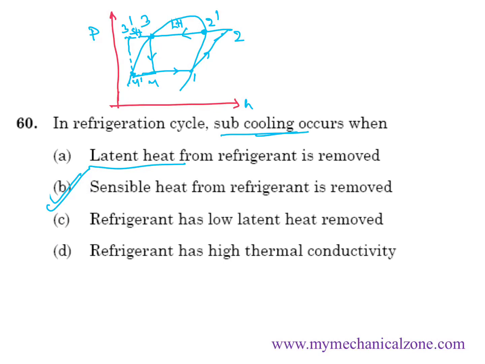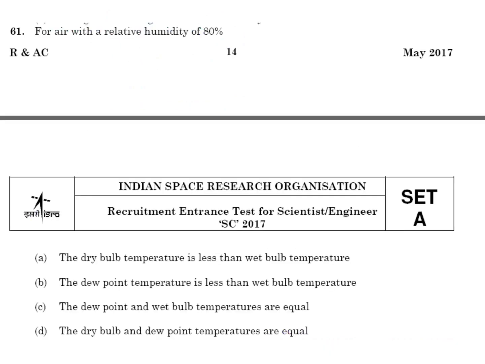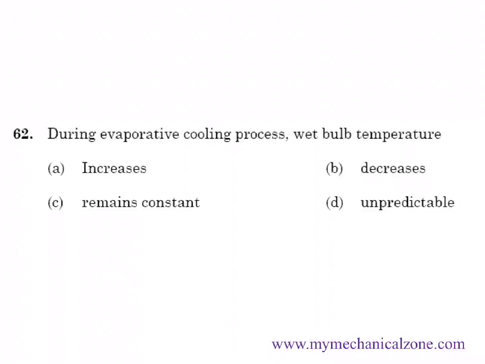For air with relative humidity phi equal to 80%, the dry bulb temperature is greater than the dew point temperature. The dew point temperature is less than wet bulb temperature. Yes. B is your correct answer. Dew point temperature is less than wet bulb temperature. During evaporative cooling process, the wet bulb temperature remains constant. WBT is constant. So option C is your correct answer.